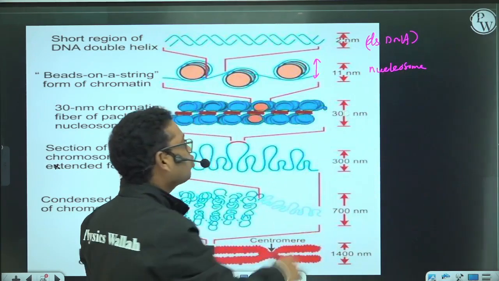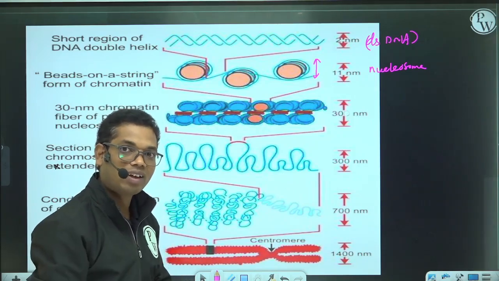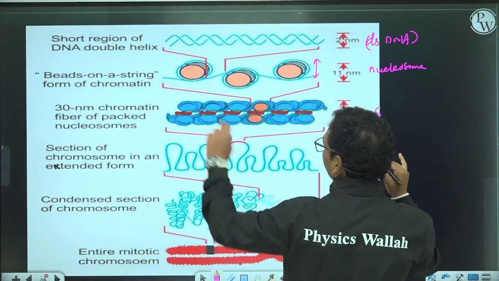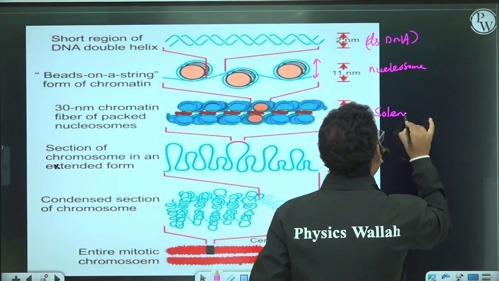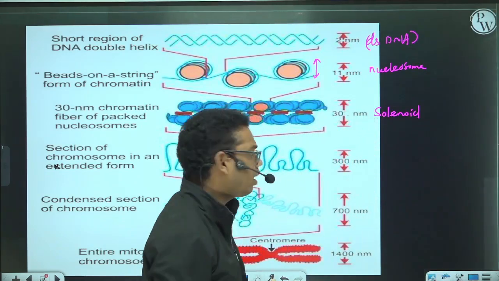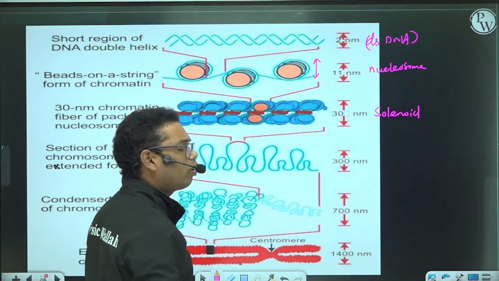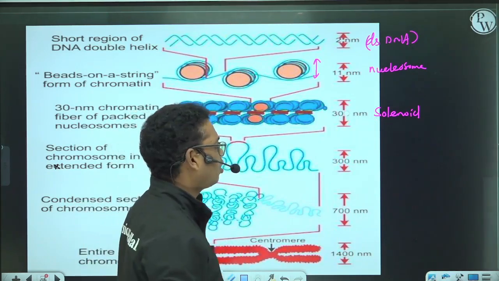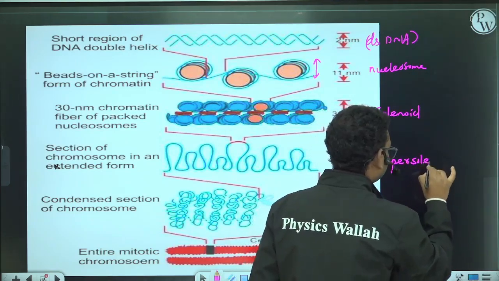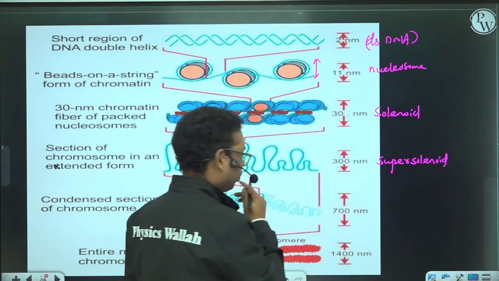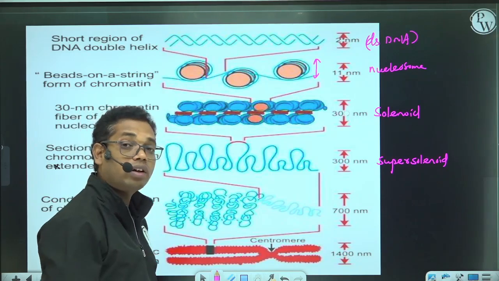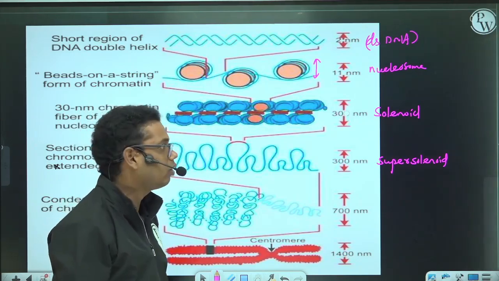The nucleosome will further undergo coiling, and that coil structure is called a solenoid. The solenoid has a 30 nanometer width. When it undergoes further coiling, that will be called a super solenoid. And what is the width? It is 300 nanometer. Then ultimately the chromatid will be formed.